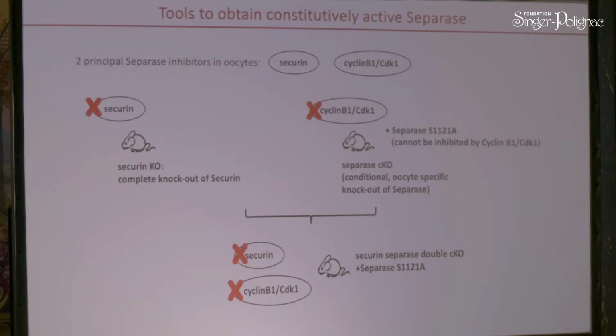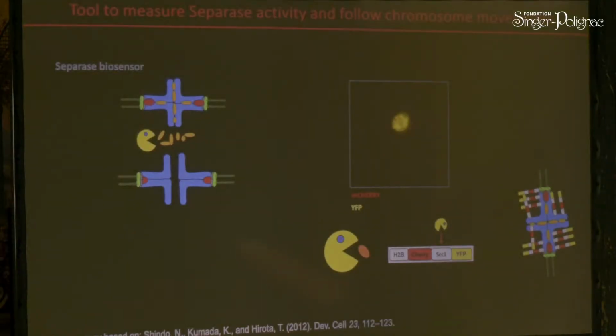So what is happening? We also need a tool to see what's happening, whether separase becomes activated. So we have a tool where at the same time we can measure separase activity and also follow chromosome movements. This is a biosensor based on a biosensor that has been described in mitosis by the Hirota lab, and which we adapted to mouse oocytes. In principle, we have a separase substrate, which is sandwiched between two fluorochromes. And upon activation of separase, it gets cleaved.